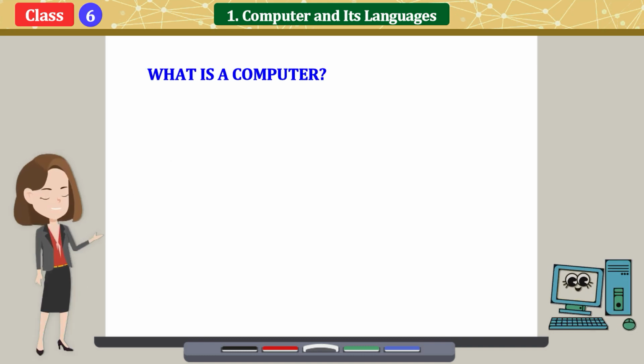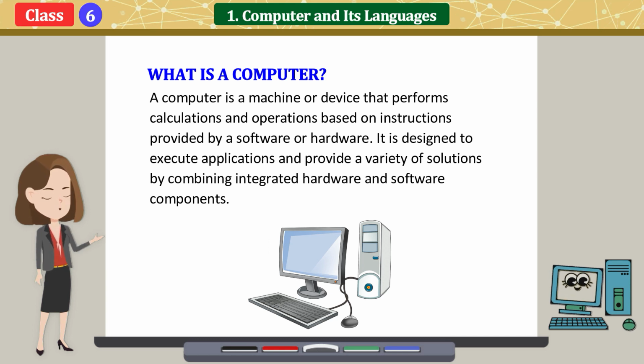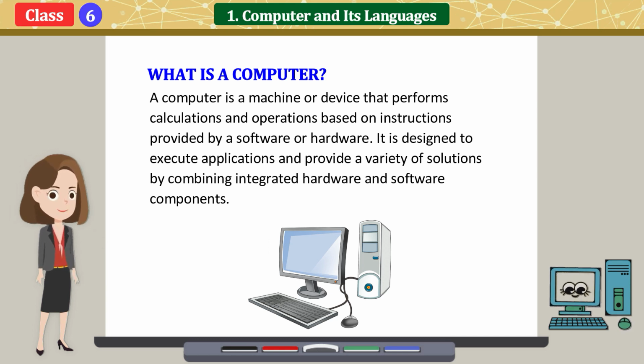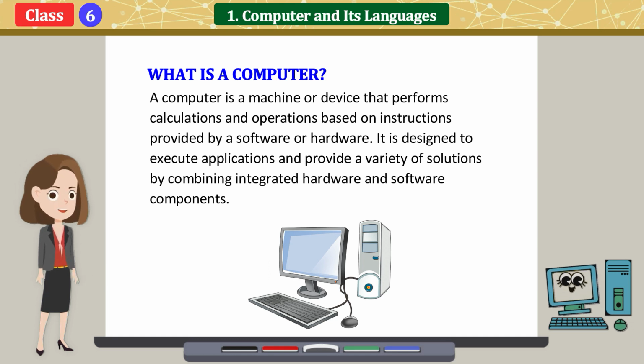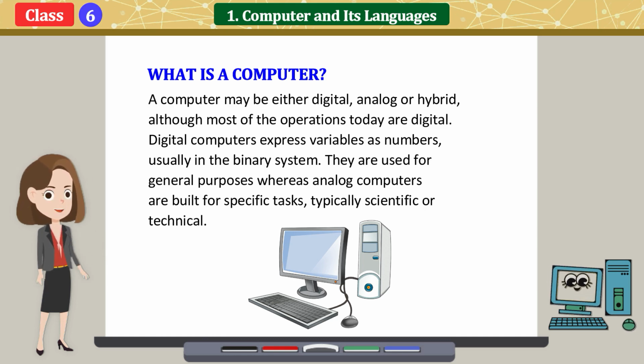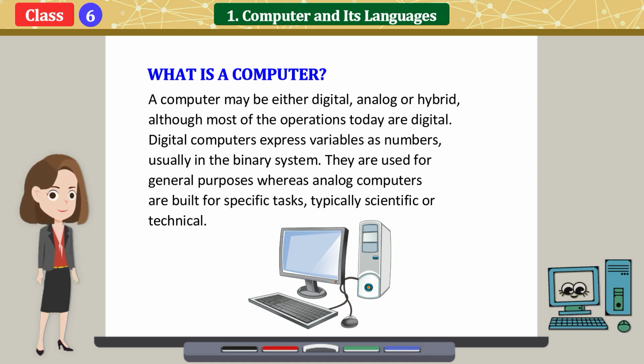What is a computer? A computer is a machine or device that performs calculations and operations based on instructions provided by a software or hardware. It is designed to execute applications and provide a variety of solutions by combining integrated hardware and software components. A computer may be either digital, analog or hybrid, although most of the operations today are digital. Digital computers express variables as numbers, usually in the binary system. They are used for general purposes, whereas analog computers are built for specific tasks, typically scientific or technical.